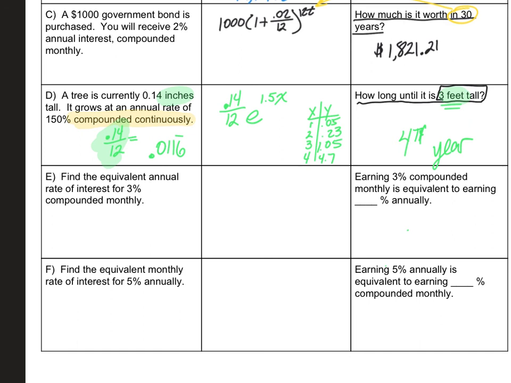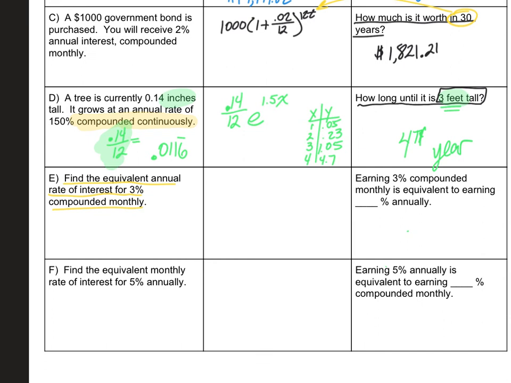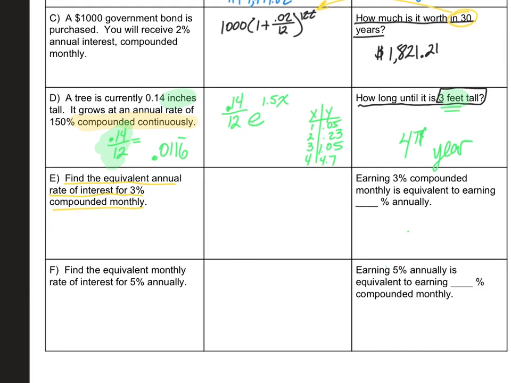So it says find the equivalent annual rate of interest 3% compounded monthly. So we talked about this before. How much are we actually getting? Yes, we're going to get 3%. That's what the annual rate is, but when we compound it, we actually get a little bit more. We actually don't have a principal amount, but we don't need one here. We will just use that formula that we have been using, which is the 1.